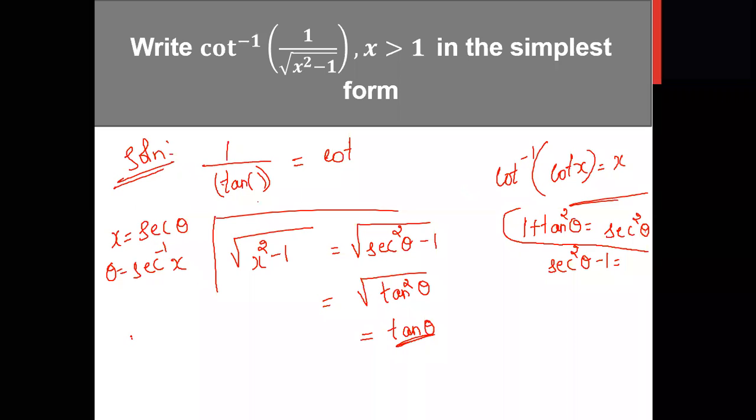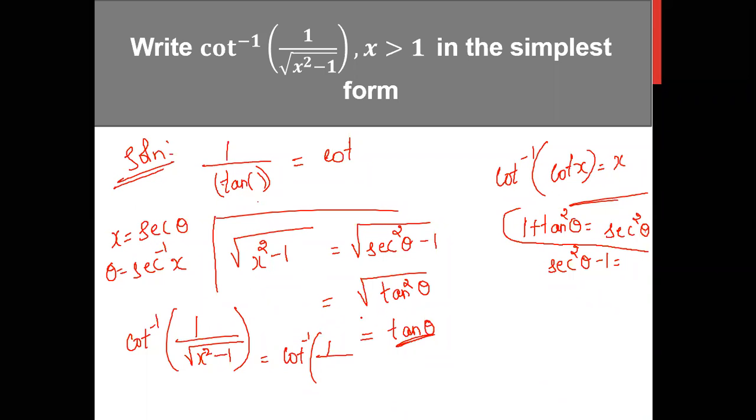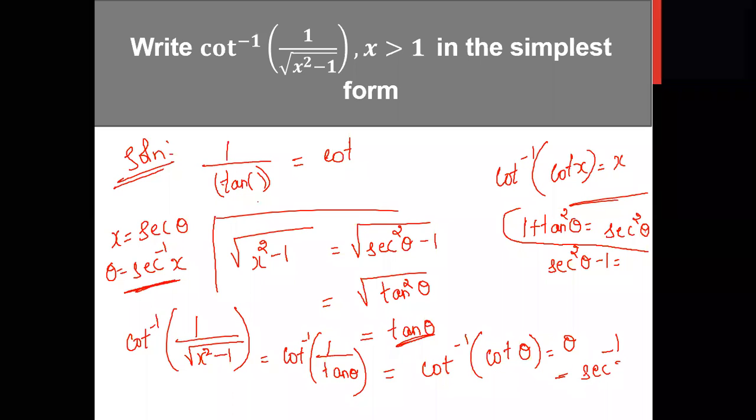Now if you take your question, cot inverse of 1 by square root of x square minus 1 is equal to cot inverse of 1 by, what is square root of x square minus 1? It is tan theta. So it is 1 by tan theta. What is 1 by tan theta? It is cot theta. So cot inverse of cot theta, which is theta. But what is theta? Theta is secant inverse x. So from this complicated form, we have reduced it to a simplified form, that is secant inverse x.